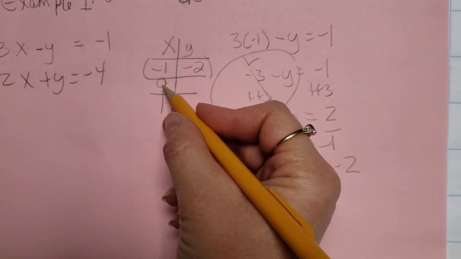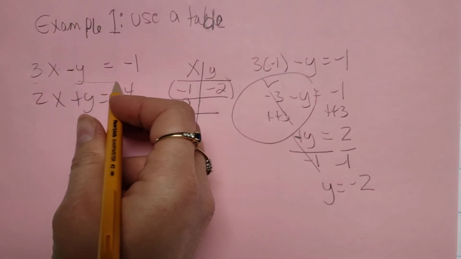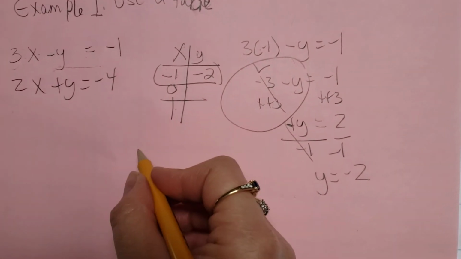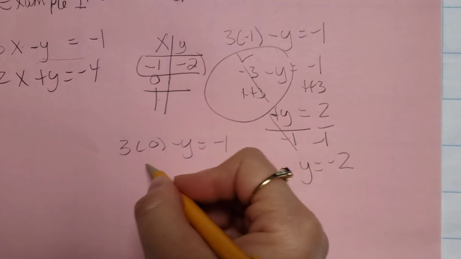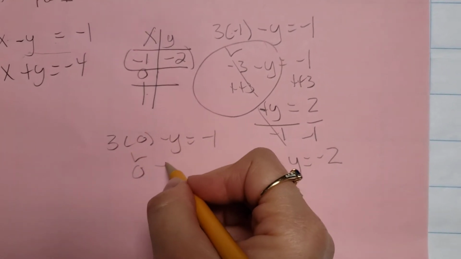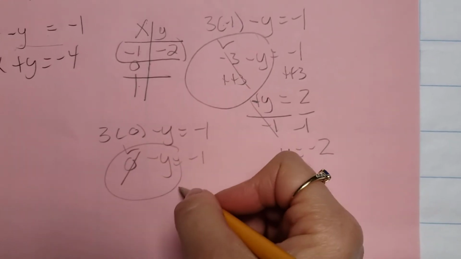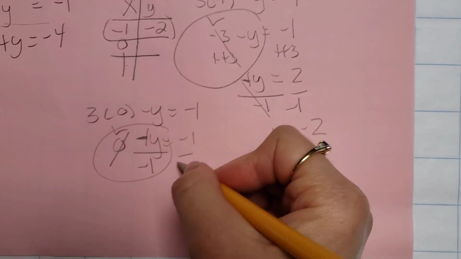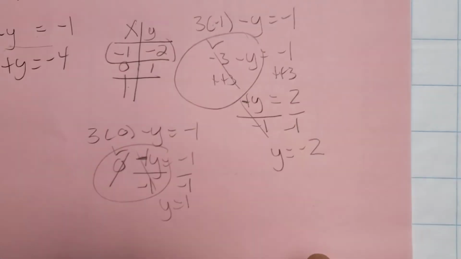All right, then I'm going to plug in 0. Same equation, same one as this first one here, but instead of a -1, this time I'm using 0. So 3 times 0 minus y equals -1. 3 times 0 is 0, minus y equals -1. Solve. 0 is nothing, so I'm just going to get rid of it. And remember, this is like a -1, so divide by -1, and you get y equals 1. So that's my second point.